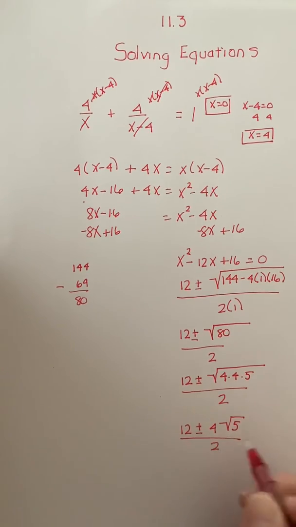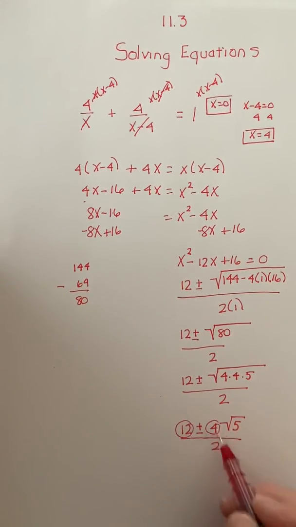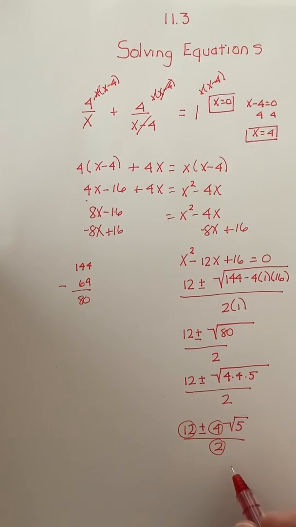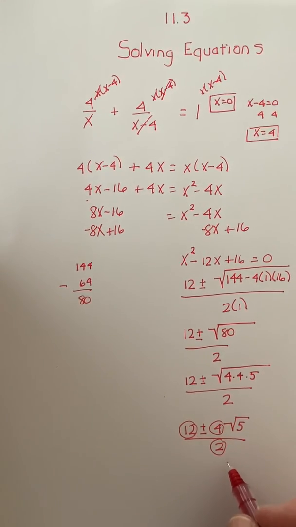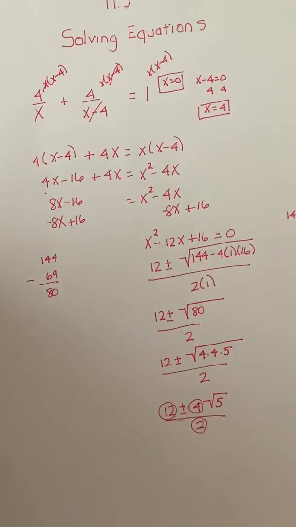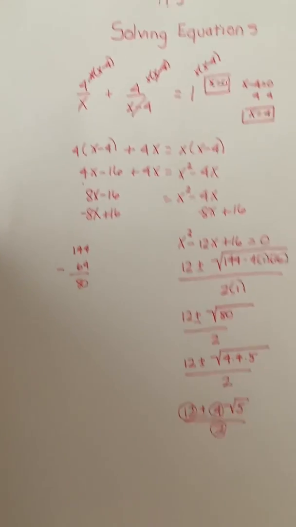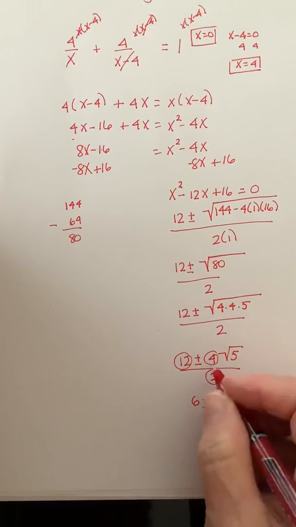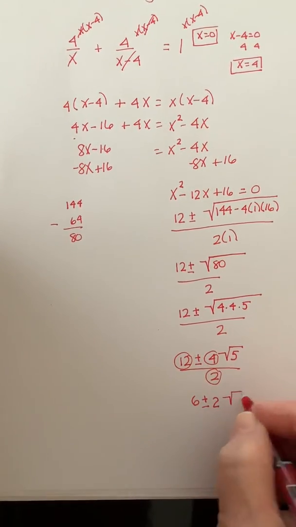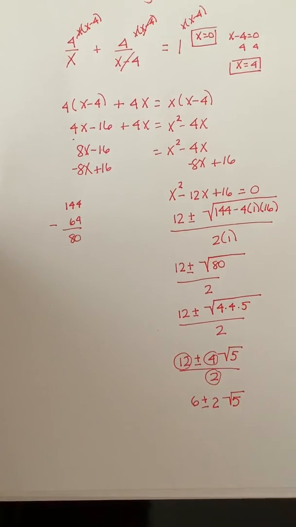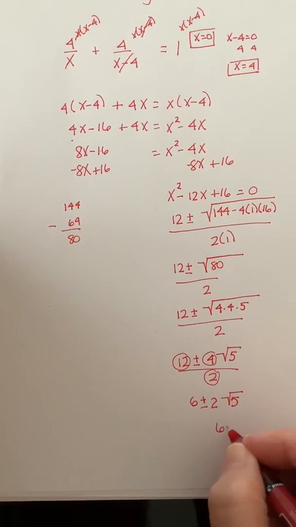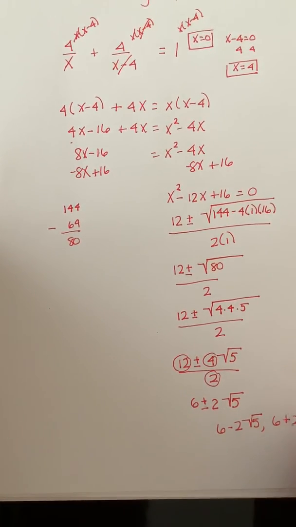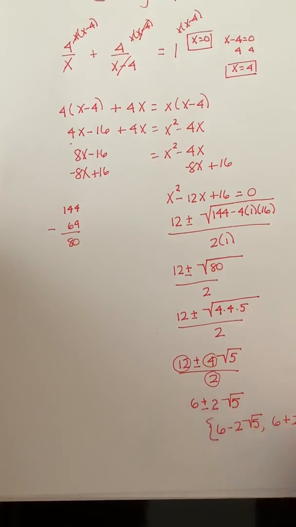all over 2. So each of these numbers, 12, 4, and 2, are divisible by 2. So 12 over 2 is 6, plus or minus 4 over 2 is 2, times the square root of 5. Okay, again, on your test, please write this as 6 minus 2 times the square root of 5, and 6 plus 2 times the square root of 5. The braces will be supplied for you.